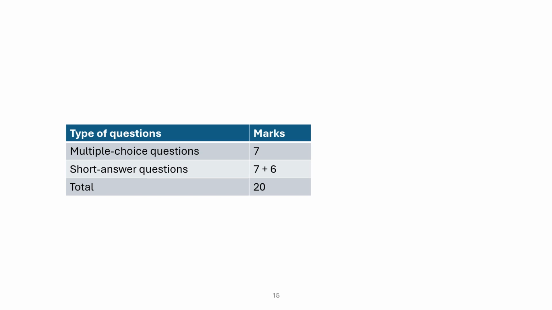In photosynthesis, cellular respiration, and biotechnological applications, there are 7 multiple-choice questions worth 7 marks and 2 short-answer questions worth 13 marks. The overall score for this section is 20 marks. With a total possible score of 120 points, the percentage for this section is 16.7% of the total score.